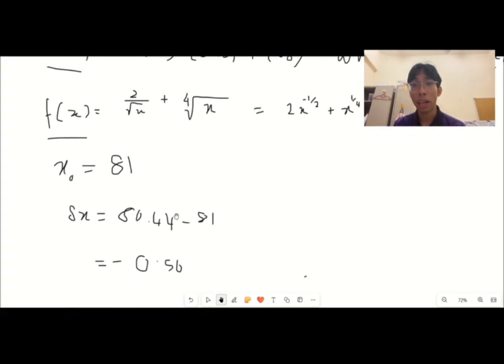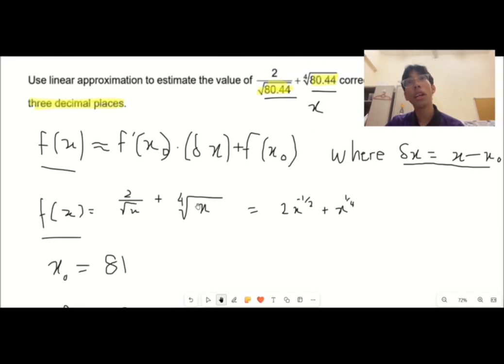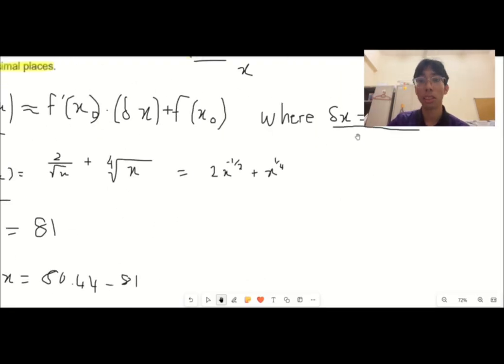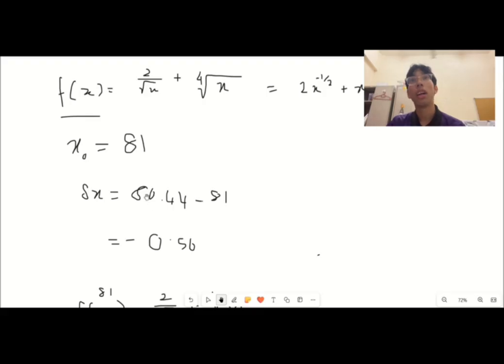The next step is finding the x naught and the delta x. The x naught that I chose is 81. Why I chose 81 is because when I put 81 in here, replacing 80.44, you get an exact integer. So, using the formula delta x equals x minus x naught, we replace it, and we get negative 0.56.